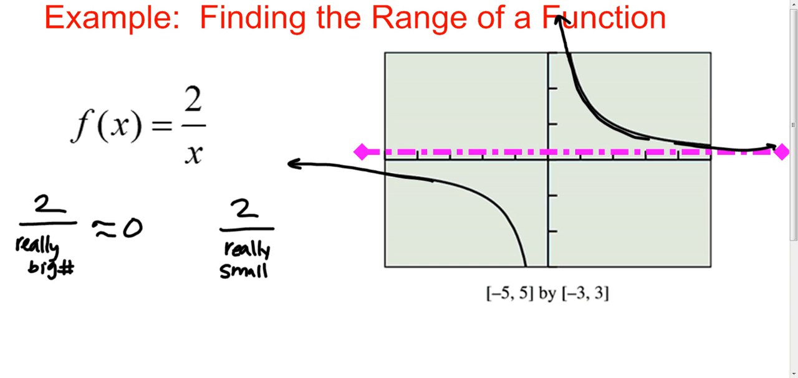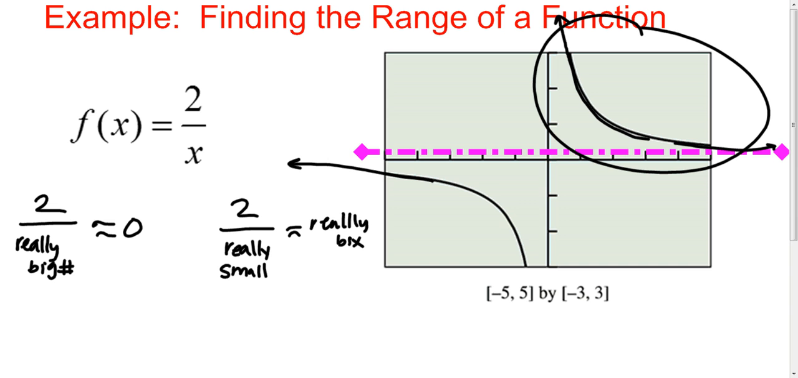As I do like 2 over 1/2, that would be 2 times 2, which is 4. 2 over 1/4 would be 2 times 4, which is 8. 2 over 1/100 would be 2 times 100, which is 200. So you can see 2 over a really small number is going to give you a really big number. That's kind of what's happening over here.